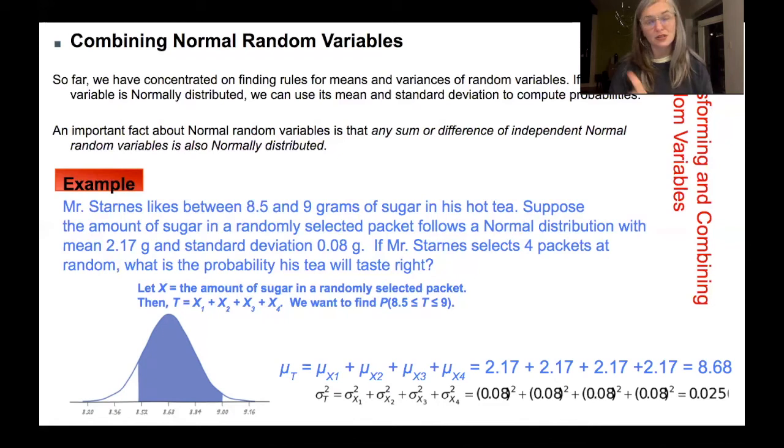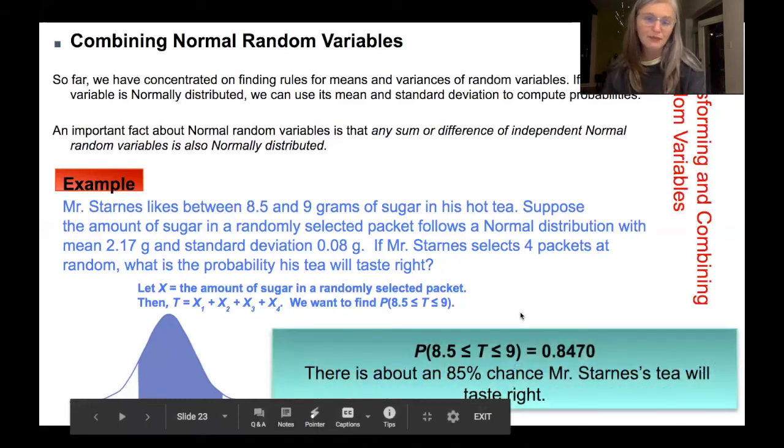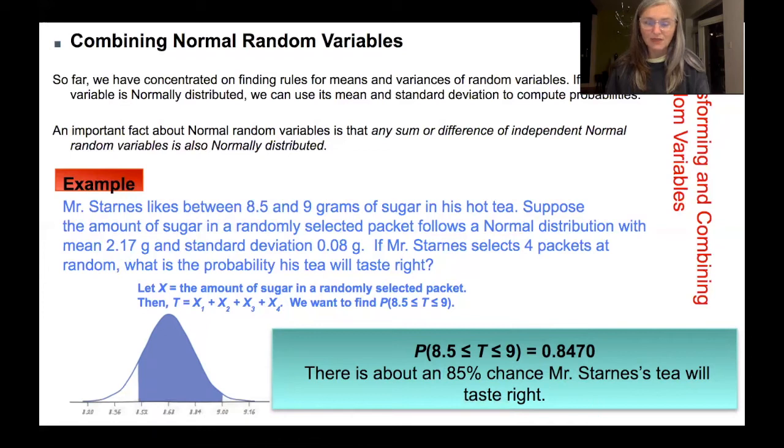If you've forgotten how to do this in the calculator, please hop on office hours or go back to the video that Mr. Bobby made for you. So the probability of his tea tasting right is about 85%. He's got about an 85% chance of his tea tasting right. I don't know why we're so focused on Mr. Starnes's tea, but there it is.